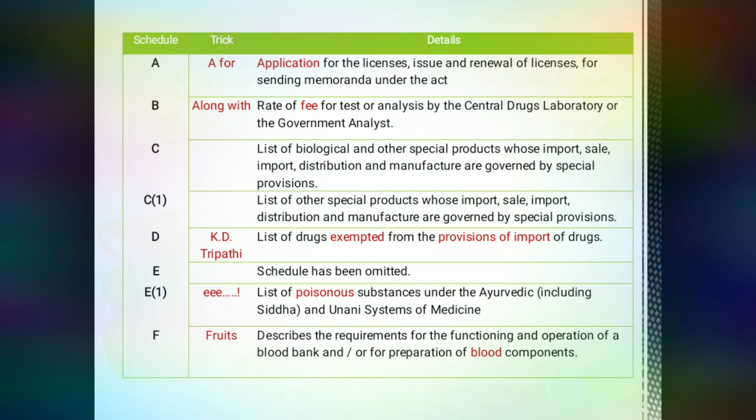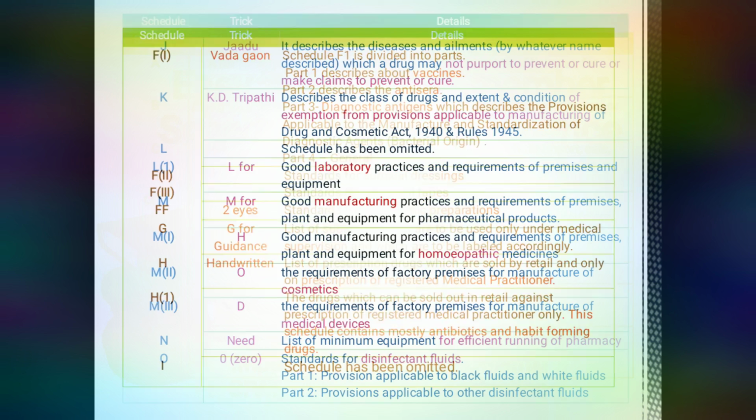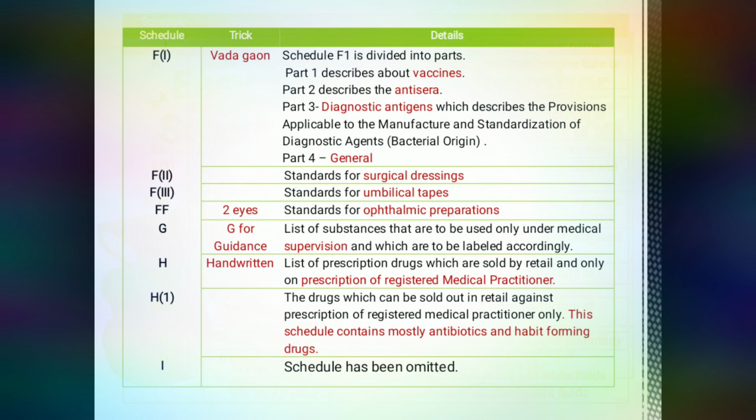Then comes Schedule F. F for fruits, right? So fruits related to blood. Schedule F prescribes provisions applicable to blood bank requirement and license to process blood component. Then after Schedule F we have Schedule F1, F2, F3 and double F.